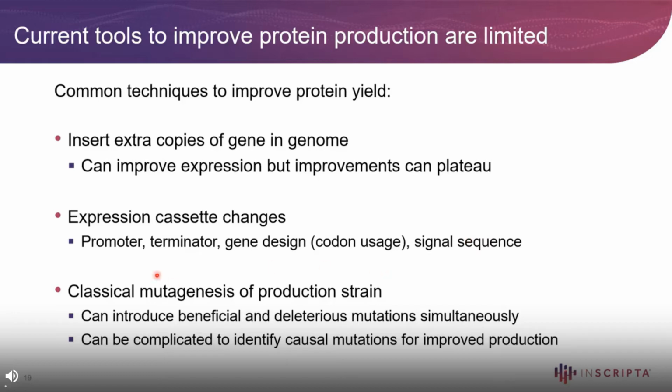And a very common way that's currently used is doing classical mutagenesis of a production strain. So this allows you to basically take your production strain, treat it with some sort of mutagen. This introduces tens to hundreds of different SNPs throughout the genome. It can introduce beneficial mutations as well as deleterious mutations simultaneously, so that's a problem. And it can be complicated to identify causal mutations for the improved production or the improved phenotype you're looking for. So what we think is that the Onyx platform provides a really attractive alternative to improving protein production.